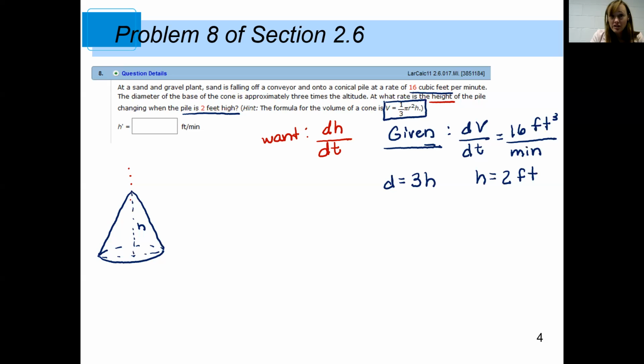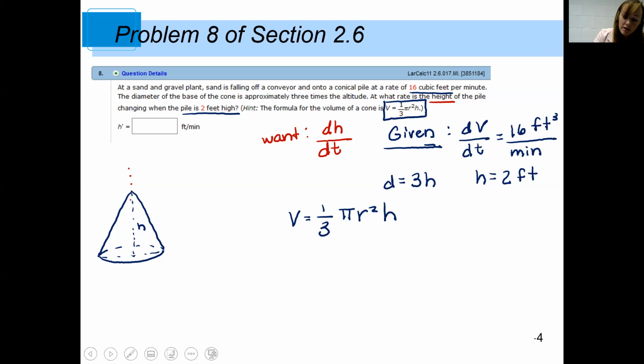But with this one, unfortunately, it doesn't give us a formula exactly as we need it. It says that the volume is equal to 1/2 pi r squared times H. Now we certainly have H. We're given information about H, but we are not given information about R. And even if we had R, we aren't given anything about how R or the diameter is changing.